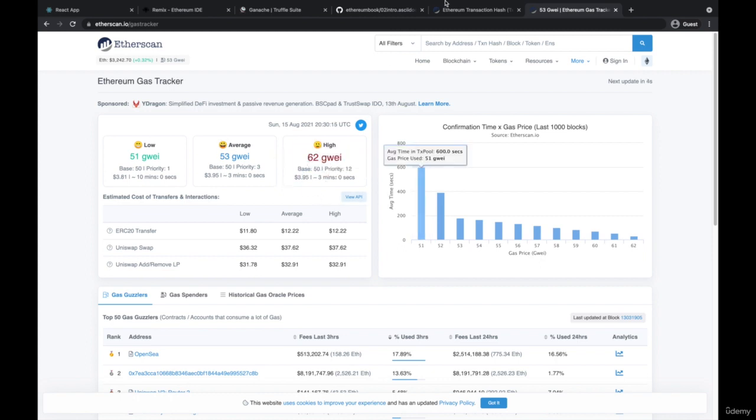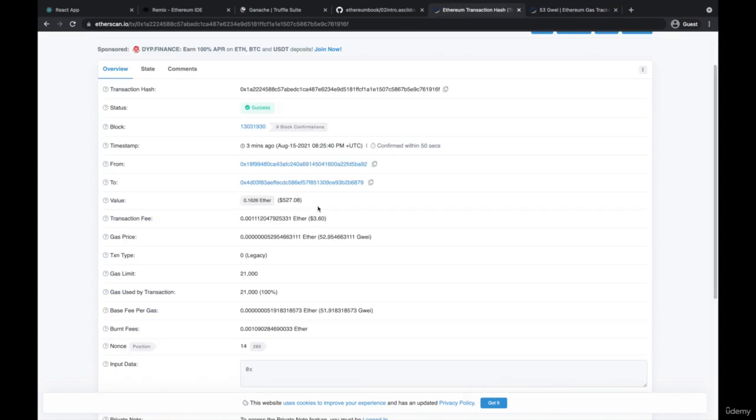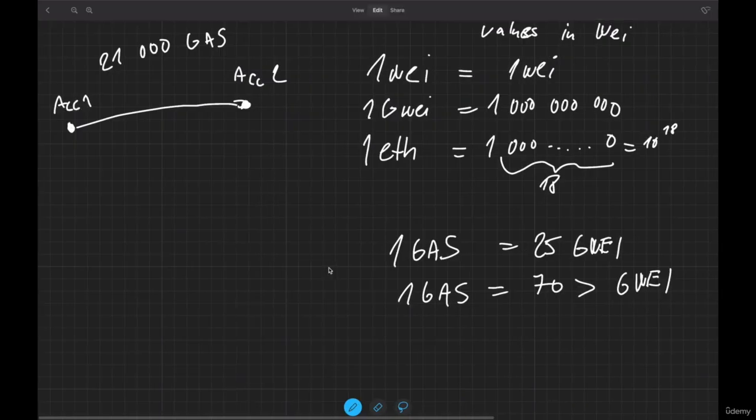Okay, so that's the average price. You can see this user paid something less. He paid around 23 Gwei. Okay, so what we need to do, we need to have a transaction where we want to pay 21,000 gas.